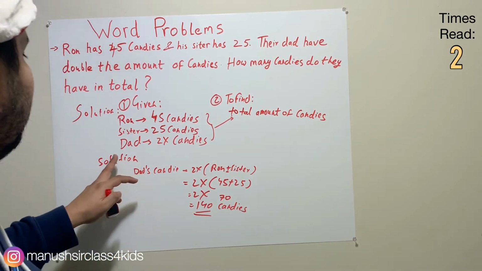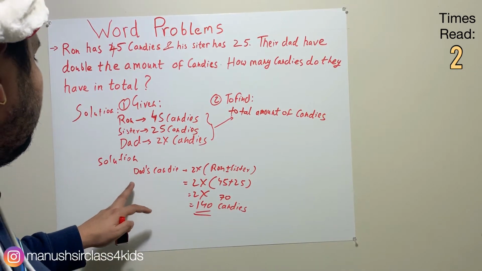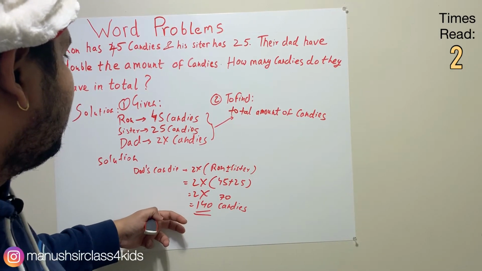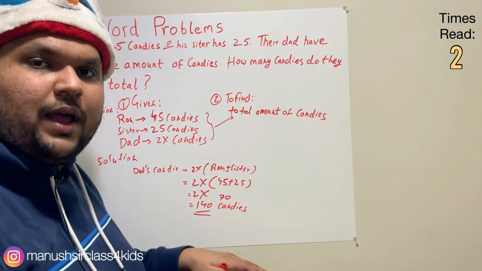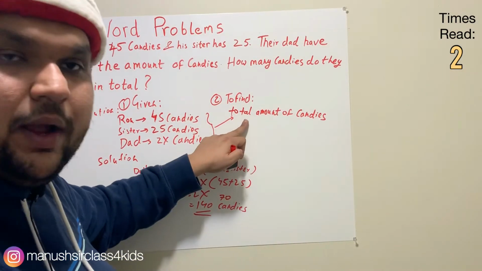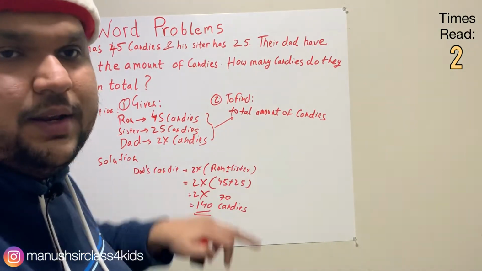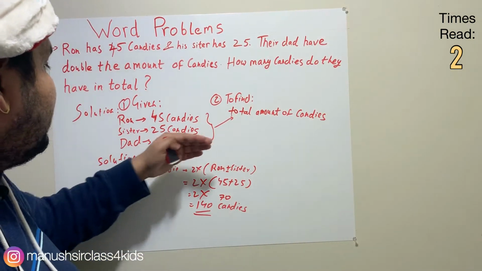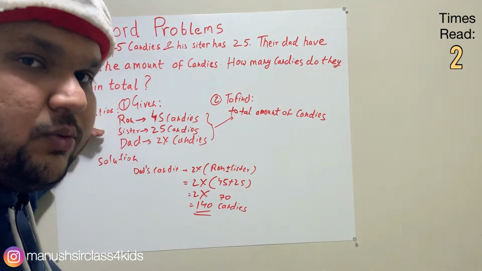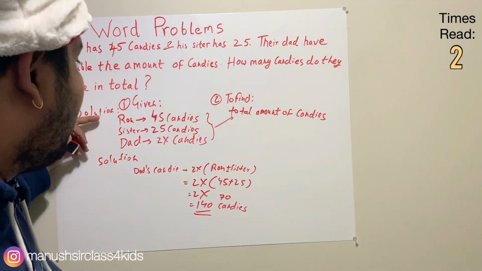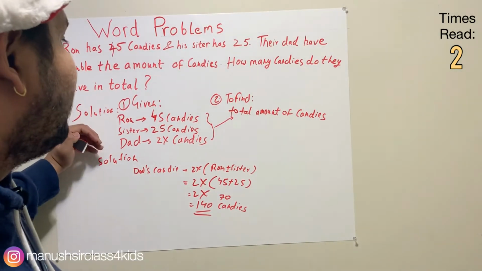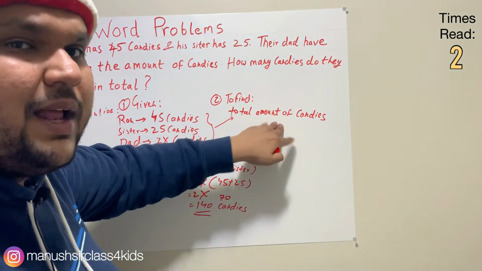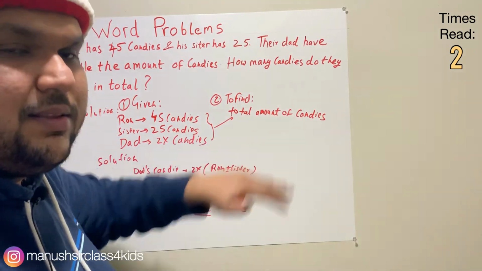Now I got the dad's candy as well. So now I got Ron's, I got sister's, and now I got dad's candy. So is that my answer? No, I'll go to what to find: total amount of candies. They don't care how many the dad has. The question doesn't care how many the sister has. The question doesn't care how many Ron has. The question cares that they want the total amount of candies. Whatever is to find, that answer is my answer.